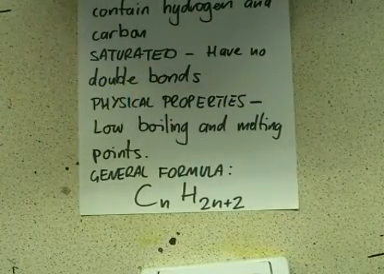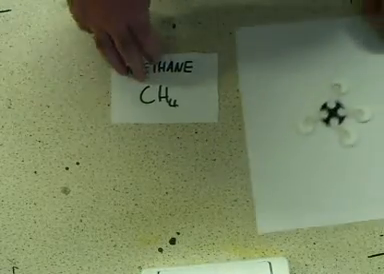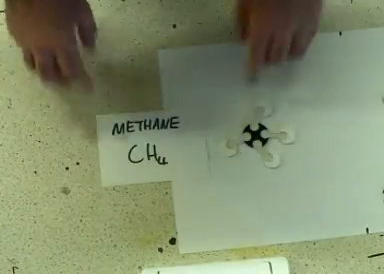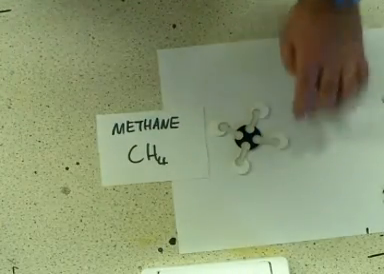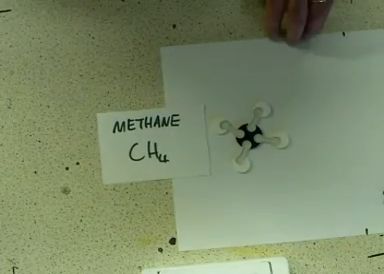We'll now have a look at the first 5 alkanes. The first alkane is methane, and methane looks like this. You can see it has one central carbon and it has 4 hydrogens bonded singly to that central carbon.